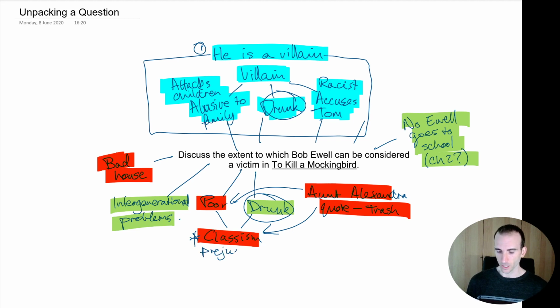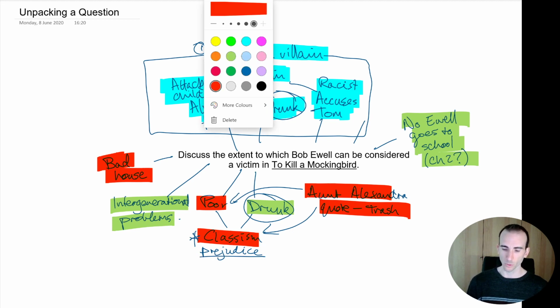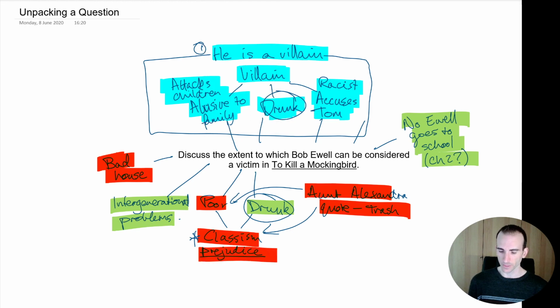He is a vile, racist man, but he is also a victim of prejudice in that people look down on him because of his family and their status. And then maybe that could lead into intergenerational problems, or maybe intergenerational problems can lead into that. I'll need to think about the best flow and link there. But definitely another one is this idea of intergenerational problems, that he is a victim of this ongoing cycle of poverty and neglect.